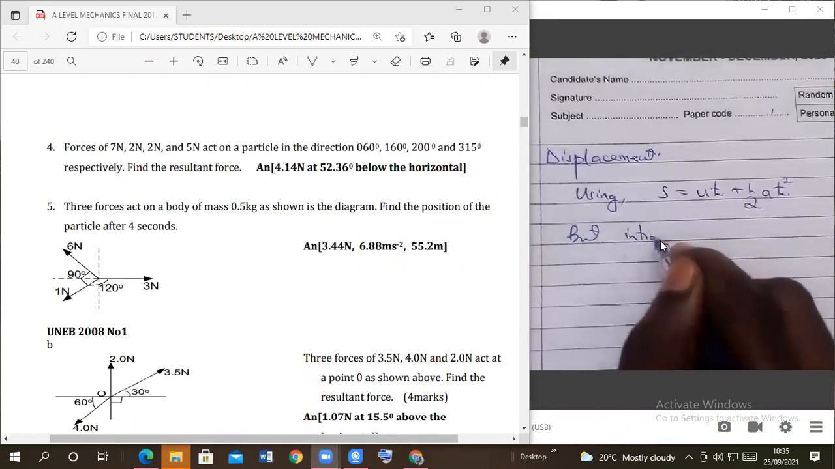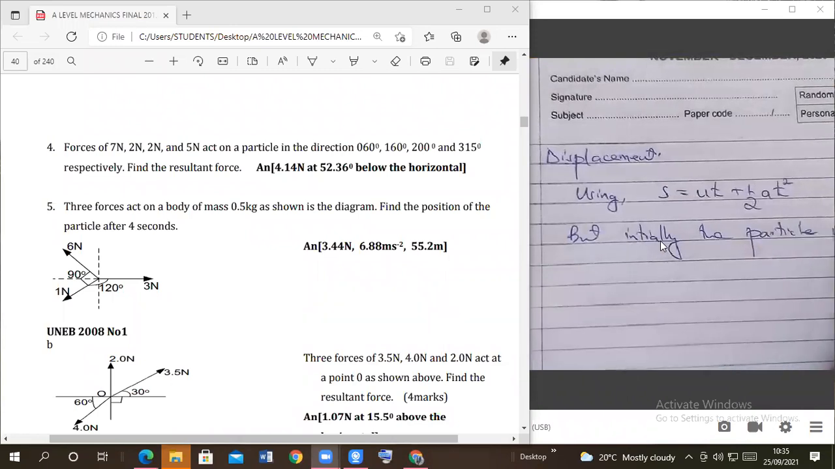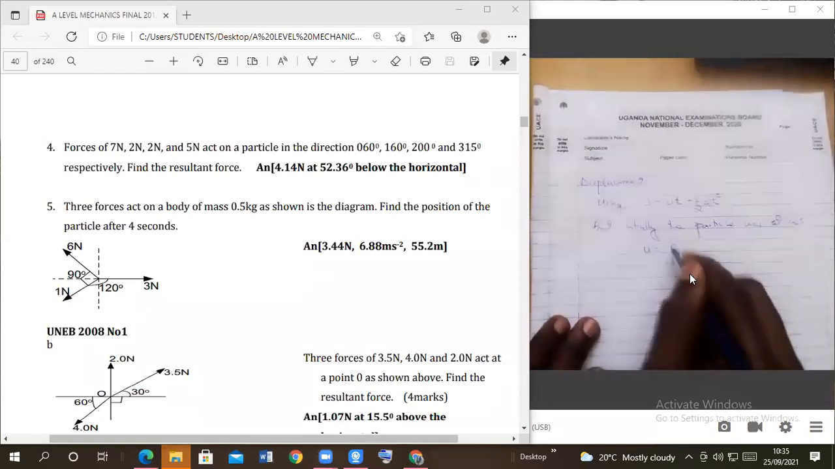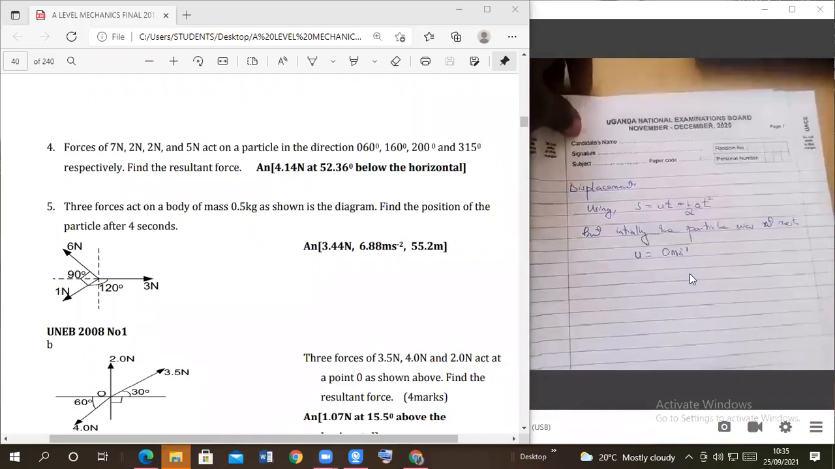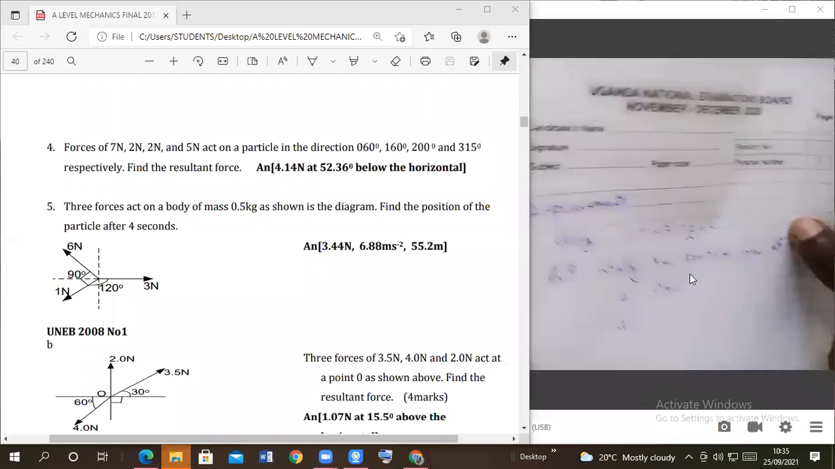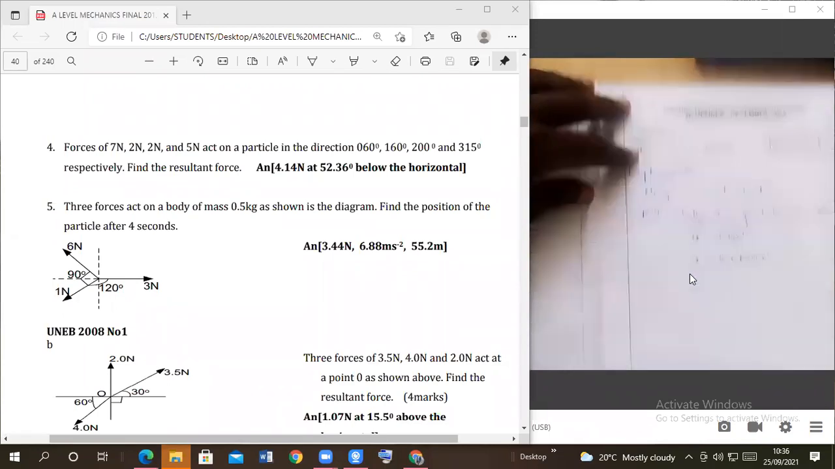Initially, the particle was at rest, which means our initial velocity will be equal to 0 meters per second. Acceleration, what have we got? We got 8.075 meters per second squared.